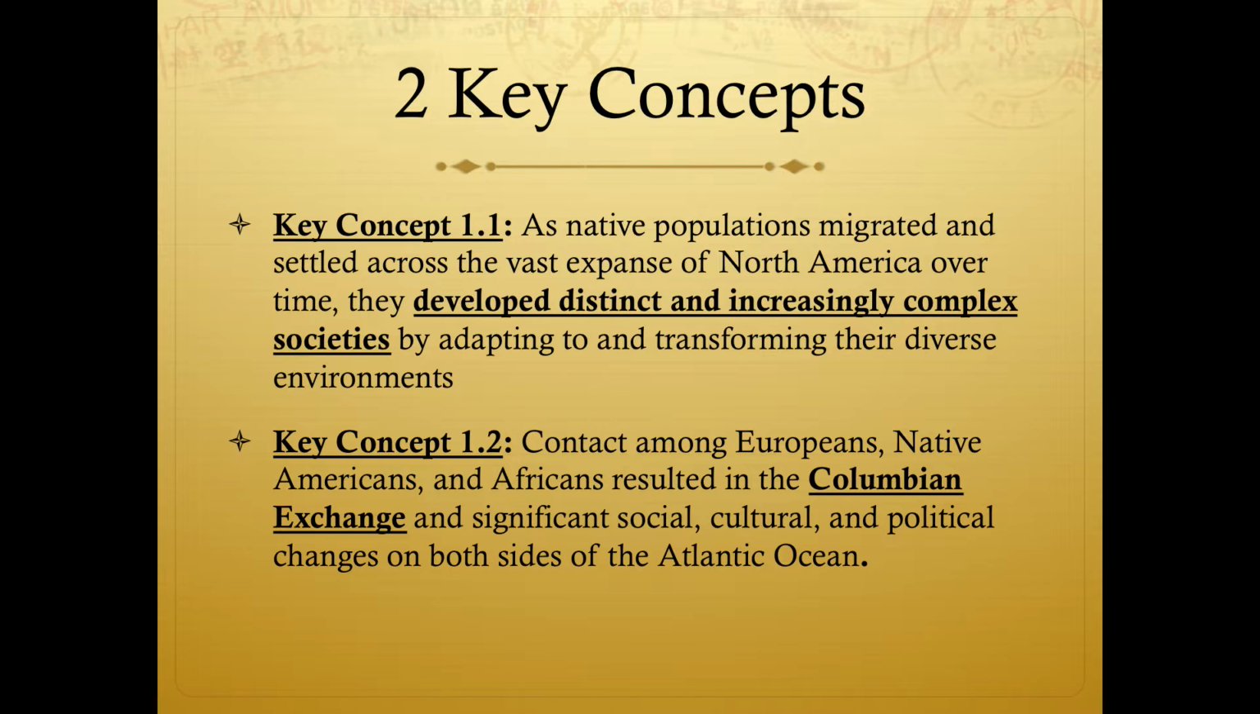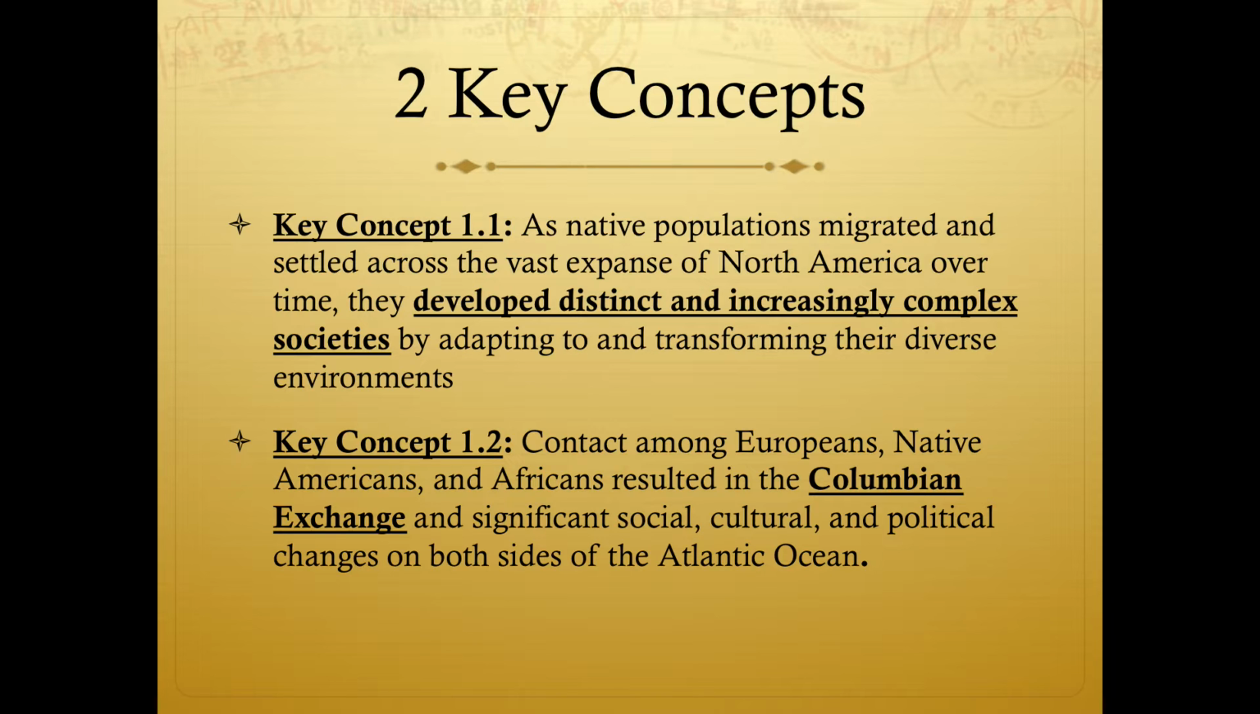In every period, there will be 2 to 3 key concepts. This is one of our shorter periods of study, so there are only 2 key concepts you need to know. Key concept 1.1 stands for period 1 and the first concept, and 1.2 is again period 1 and the second concept. I'll underline information especially that should stand out and be important to you.